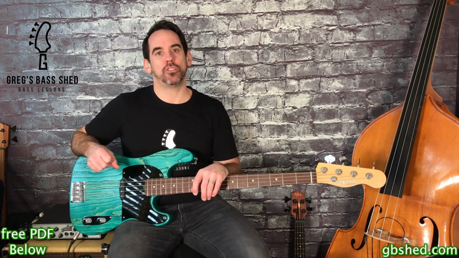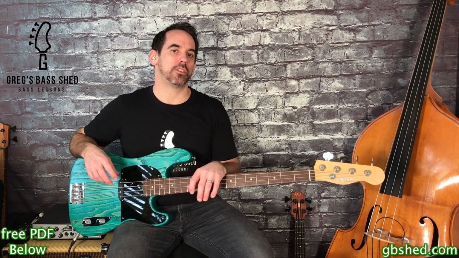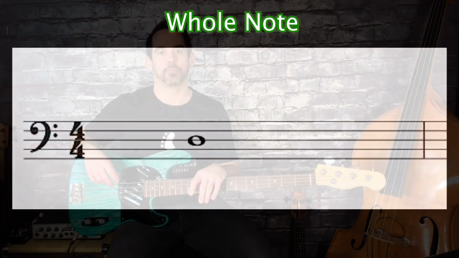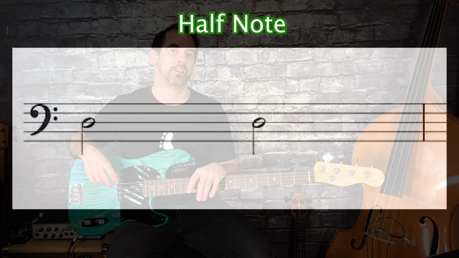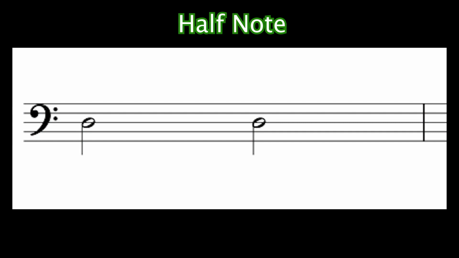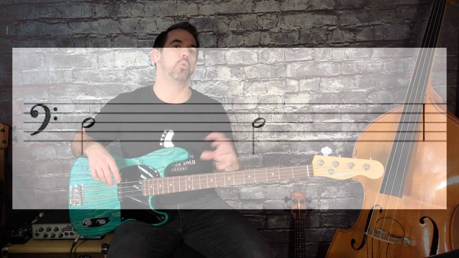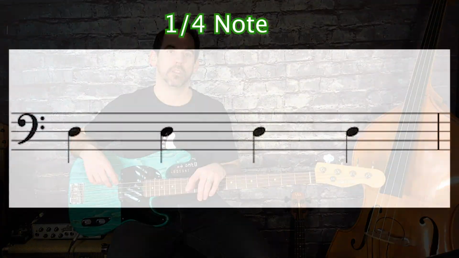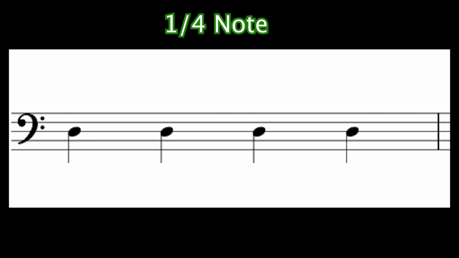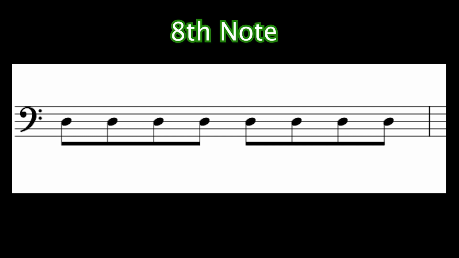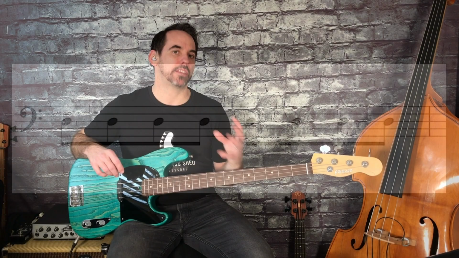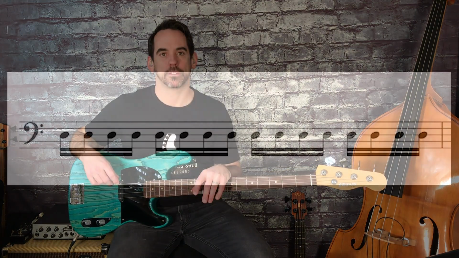First of all, I'll explain to you different note lengths. A whole note is held for 4 beats. A half note is held for 2 beats. A quarter note is held for 1 beat. An eighth note is held for half a beat. And a 16th note is held for a quarter of a beat.